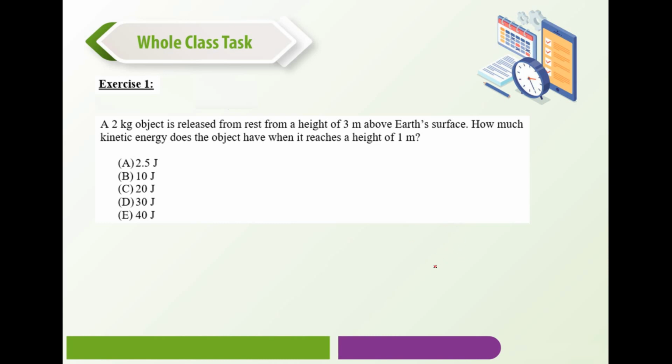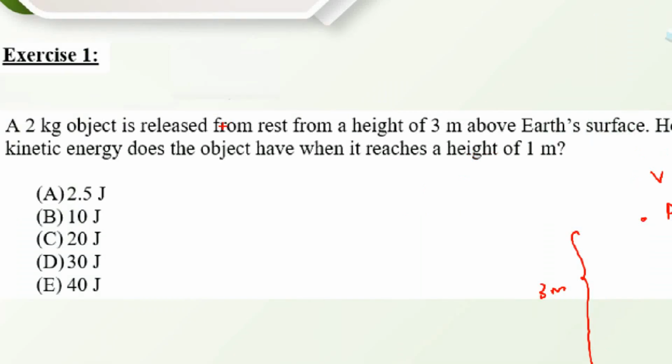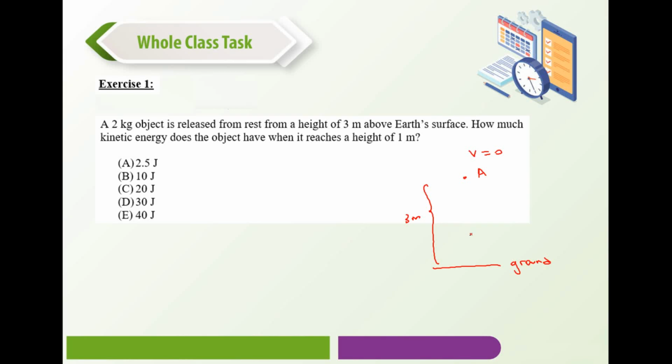Then let's start by doing a small sketch. This is the ground. Initially the object was at point A, that is 3 meters above the ground, and the speed at point A is 0 simply because they have mentioned it's released from rest. And it will fall down to point B such that B is at a height of 1 meter above the ground. Then we need to find the kinetic energy at point B, and this can be done by considering the conservation of energy, since here we assume that frictional forces are neglected.